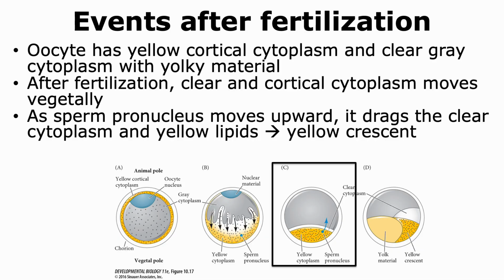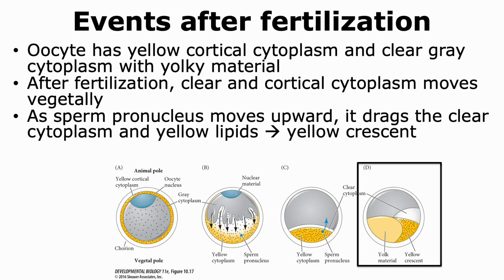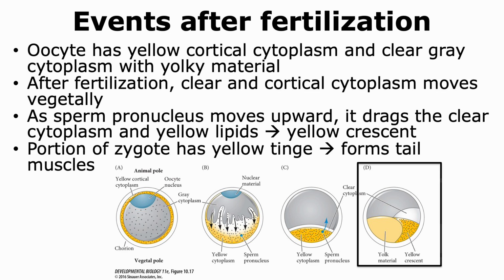Now the sperm pronucleus will start moving upwards or towards the animal pole so that it can meet the female pronucleus, and in this process it drags the clear cytoplasm as well as yellow lipid-like structures that are present in that yellow cytoplasm, and this results in the formation of a yellow crescent as shown in the figure in the black box. Thus, there is a portion of the zygote that has a yellow tinge, and this portion of the zygote has been shown to form the tail muscles, which we've learned about when we learned about autonomous specification in Chapter 2.